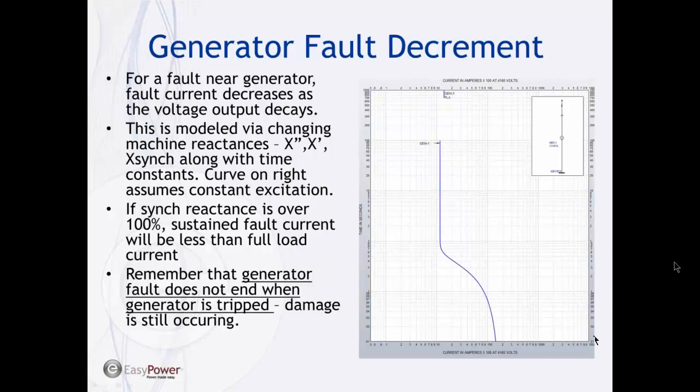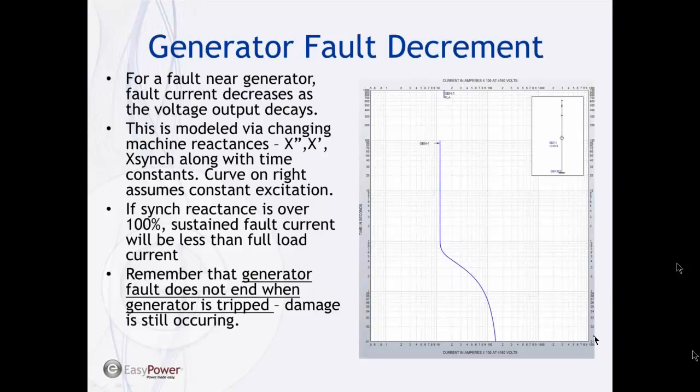So here's a generator decrement curve that shows how the fault current behaves as the fault proceeds. So this is a time current curve. You can produce these in EasyPower in the coordination focus if you have the generator impedances and the time constants. So this is where we get into the subtransient reactance, the transient reactance, which is X prime, and the synchronous reactance, along with the time constants.